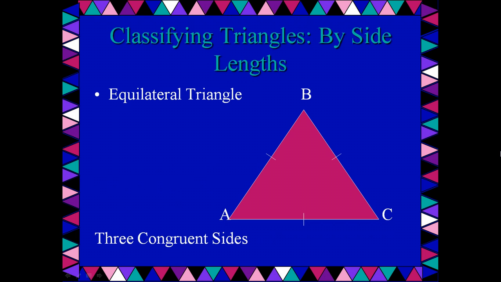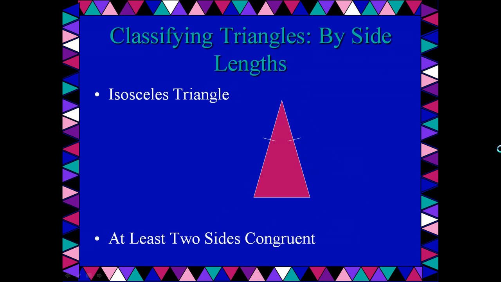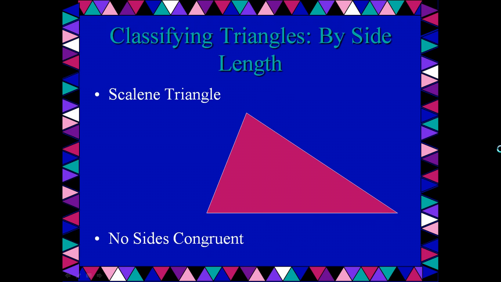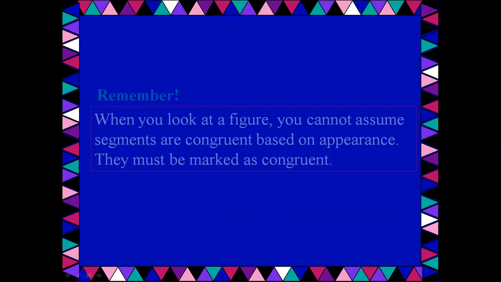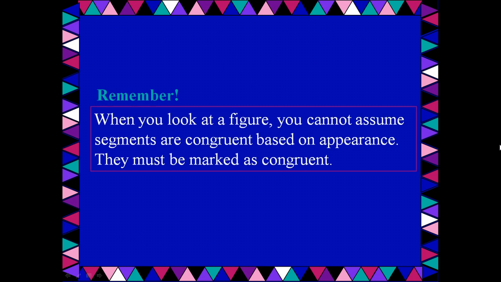By side lengths, we have an equilateral triangle. It has 3 congruent sides. Isosceles triangles have at least 2 congruent sides. A scalene triangle has no sides congruent. Remember, when you look at a figure, you cannot assume segments are congruent based on appearance. They must be marked with scoring lines.